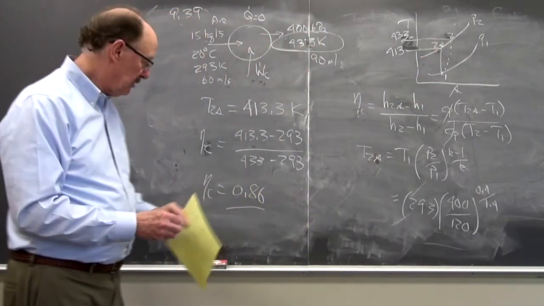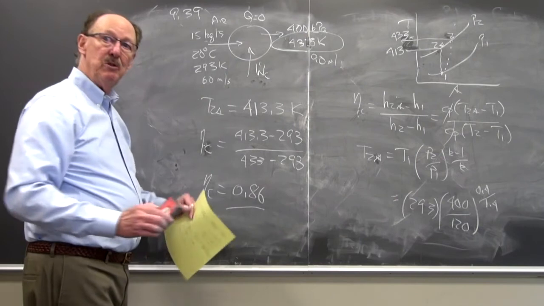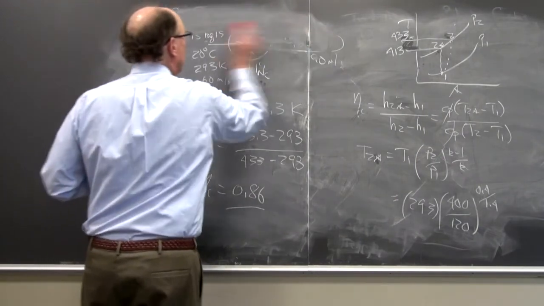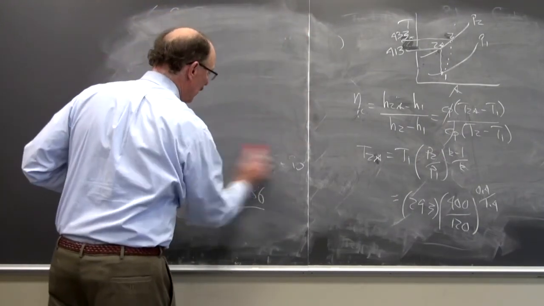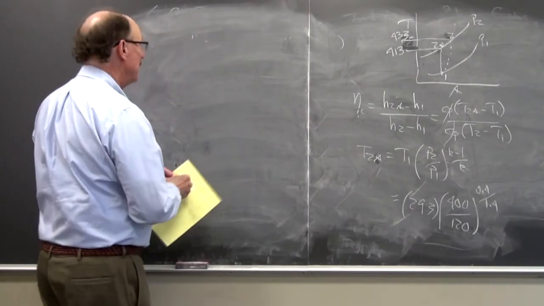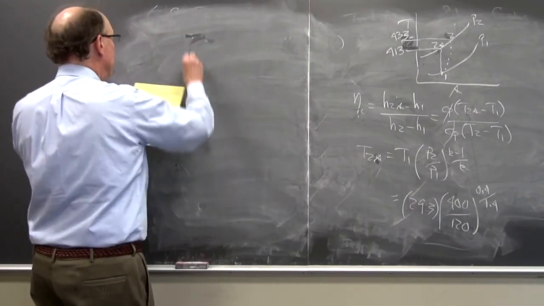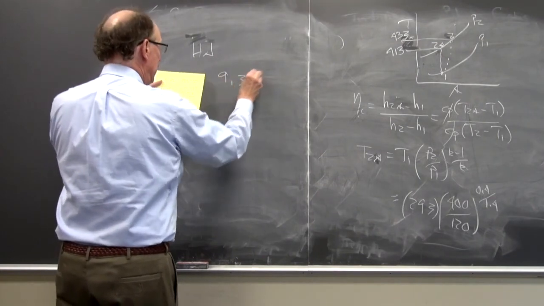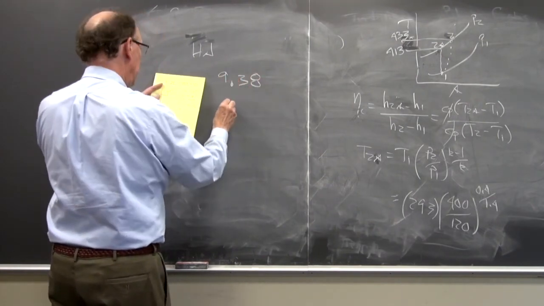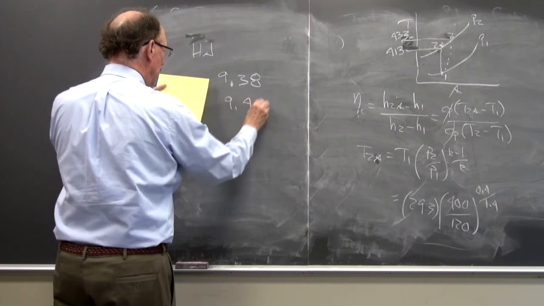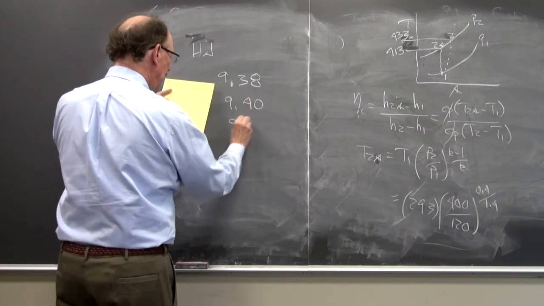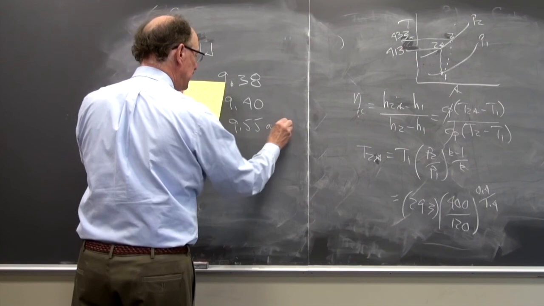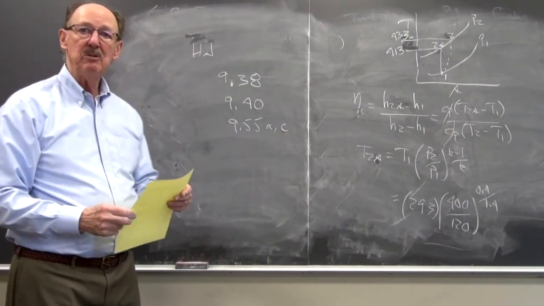Now for homework, so you don't see me do all the work and you don't do any, now it's time to change the scenario here. So the last problems in this chapter, in chapter 9, are the following. 938, 940, 955, A and C. And so with that, that concludes chapter 9.